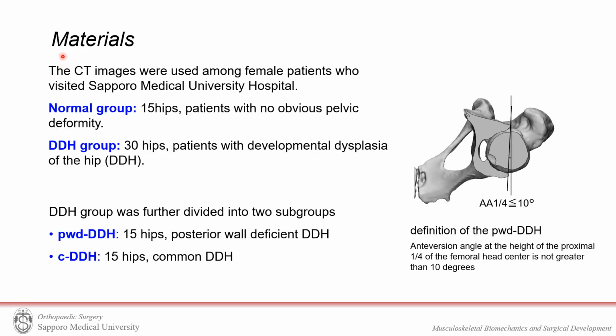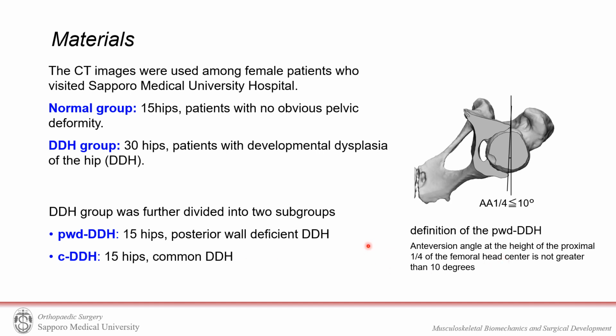Materials. For this study, there were 45 CT images, all from patients who visited Sapporo Medical University Hospital. 15 hips were in the normal group, those with no obvious pelvic deformity. 30 hips were in the developmental dysplasia of the hip, or DDH, group. This group was further divided into two subgroups. One is the posterior wall deficient DDH, or PWD DDH, group. The other is the common DDH, or CDDH, group, including 15 hips.